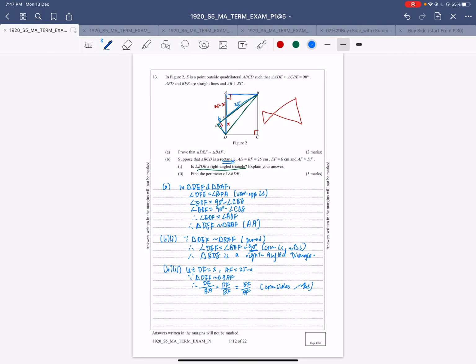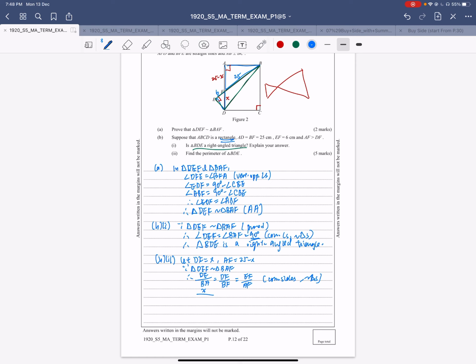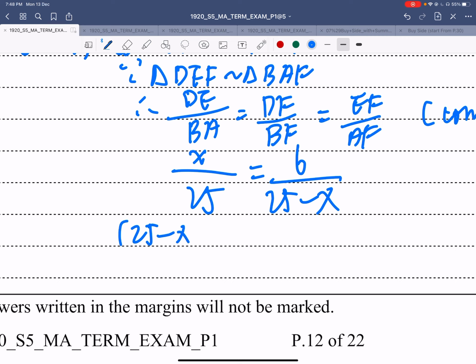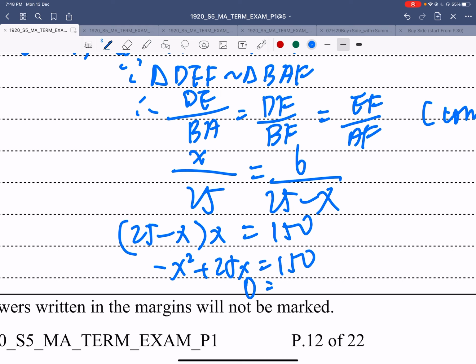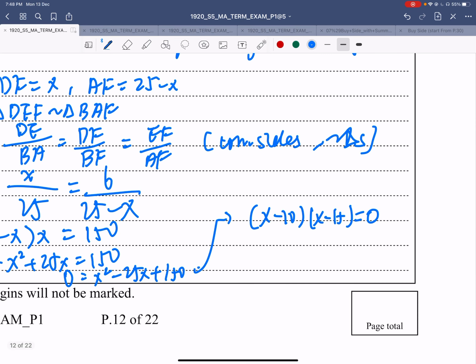DE you don't know, never mind. DF is x, BF is 25, EF is 6, AF is 25 minus x. So you can form a quadratic equation: 150 minus x squared plus 25x equals 150, so x squared minus 25x plus 150 equals 0. Using the formula for a quadratic equation, x minus 10 times x minus 15 equals 0. X will be 10 or x will be 15.